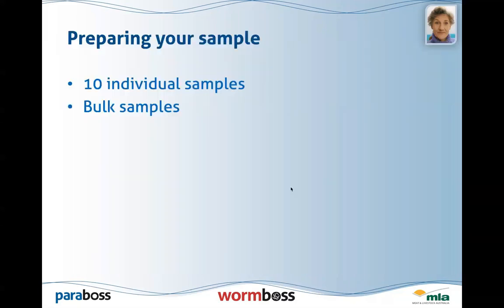So as I mentioned, the samples you send to the lab or that you use yourself can either be from 10 individual sheep, or they can be from a larger number of sheep where their samples are combined together, which we call bulk sampling. If you decide to take up worm egg counting, whether you do it yourself or through a lab, WormBoss does recommend you do bulk sampling because it does increase the accuracy. It's more representative of the mob.